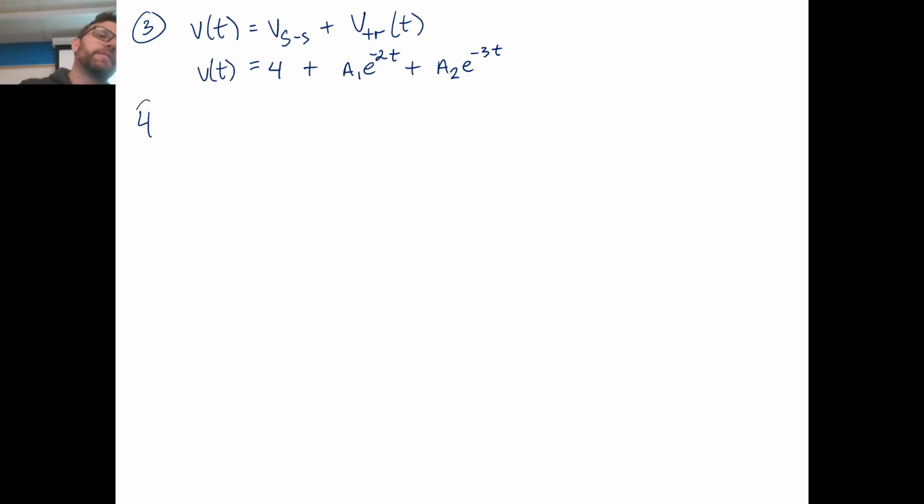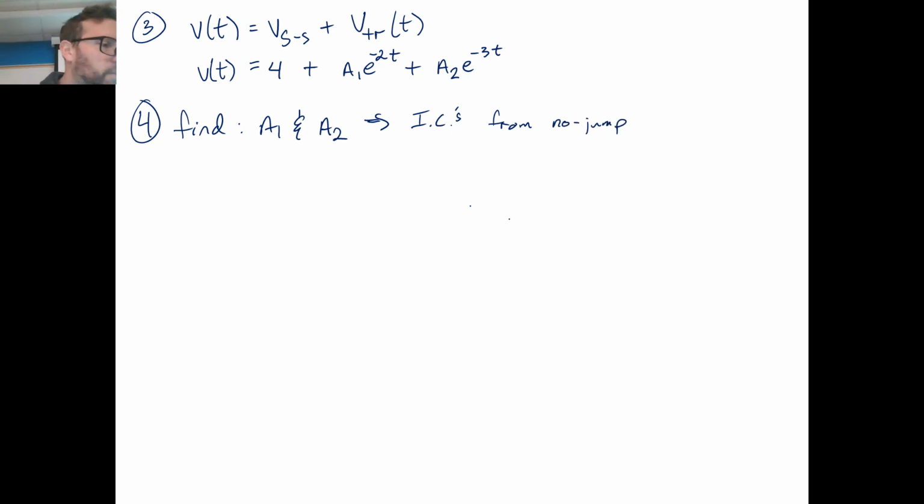All right. Speaking of initial conditions, let's go ahead and find those. Let's find A1 and A2. We're going to find these from the initial conditions, and this is from the no jump conditions. So what do we know about the no jump conditions?